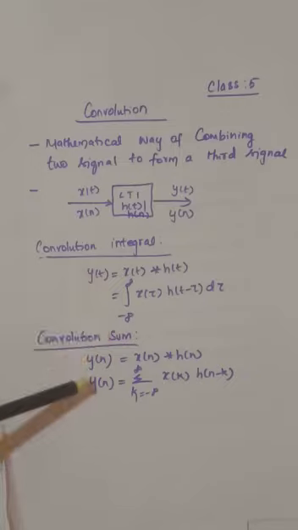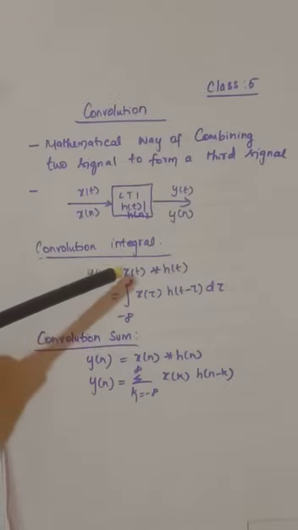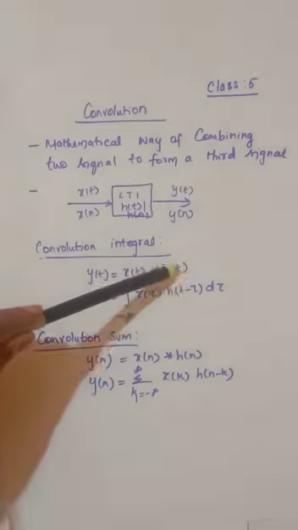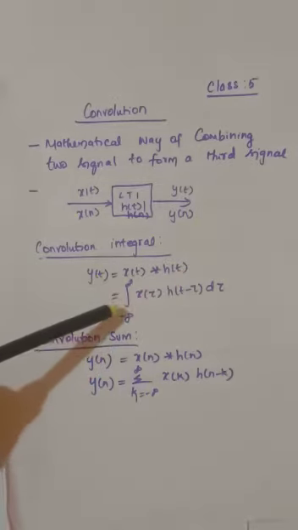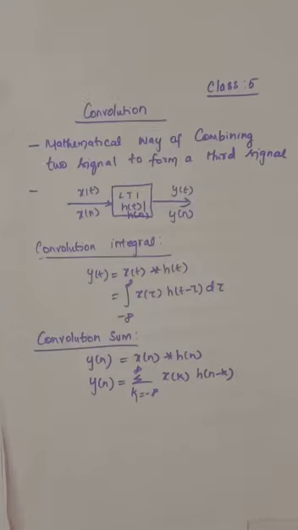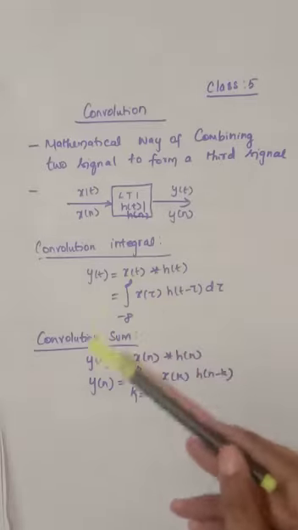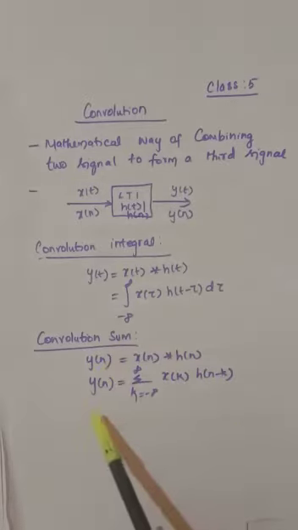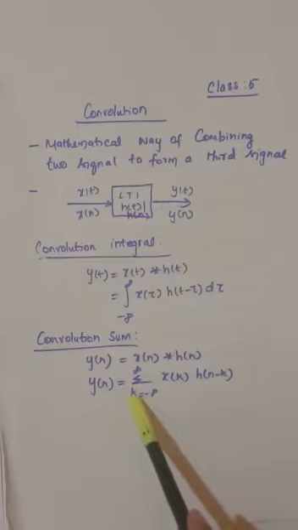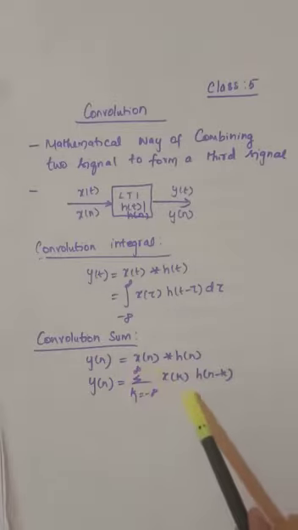We are already familiar with these two formulas, where y of t is equal to x of t convolution h of t, where y of t equals the integral from minus infinity to infinity of x of tau h of t minus tau d tau. Next is the convolution sum. Here you have a discrete time sequence, and the formula is y of n equals summation k equals minus infinity to infinity x of k h of n minus k. This convolution is a very powerful technique that can be used to calculate the zero state response of a system to an arbitrary input by using the impulse response of the system.